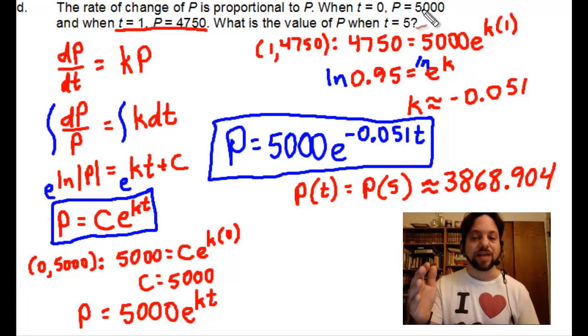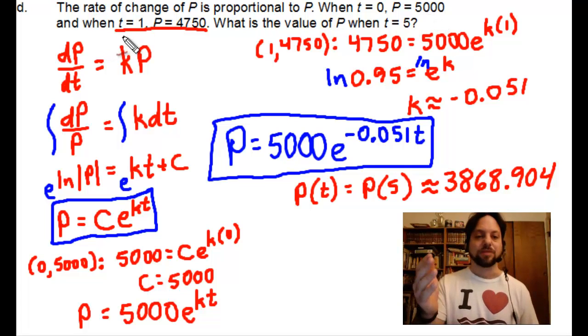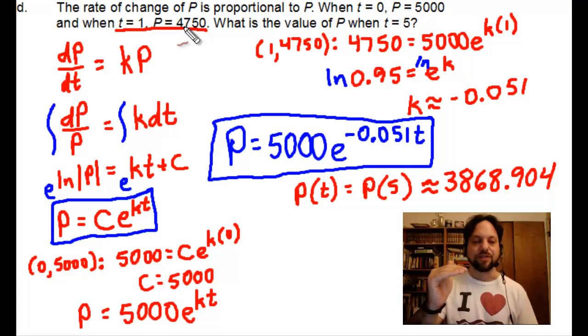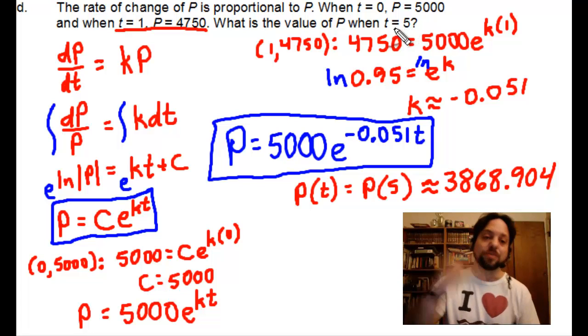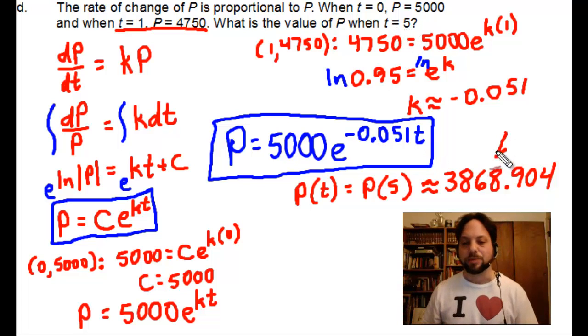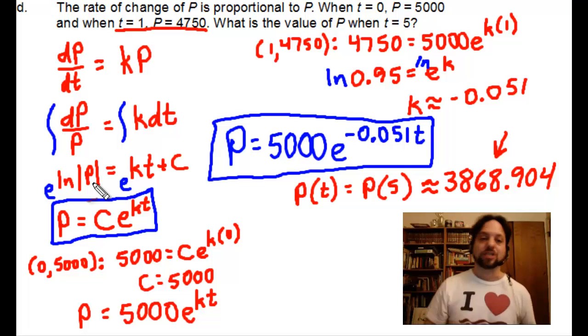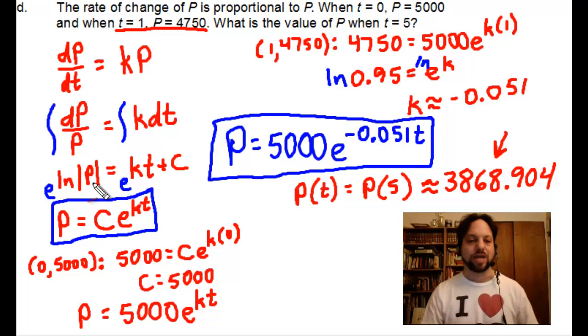Does this make sense? Well, we started at 5,000. After one time unit, we dropped to 4,750. So clearly this is exponential decay. And so after 5 seconds, we should be even lower, which it appears that, yes, we are. So it does work out quite nicely. And that's how these rate of change proportional problems kind of work out.